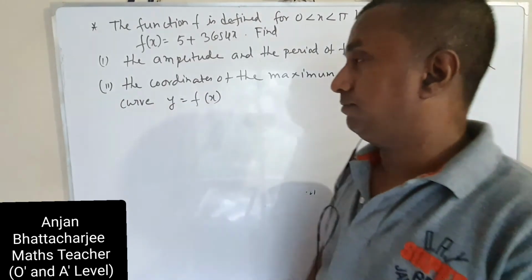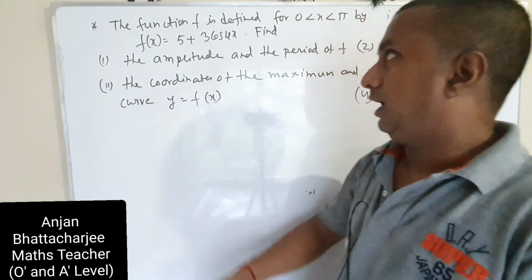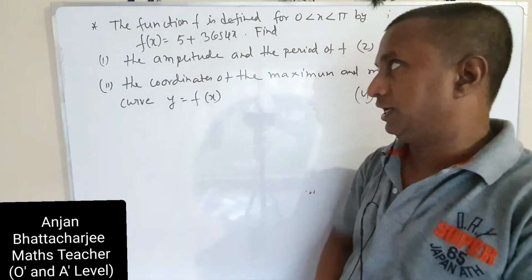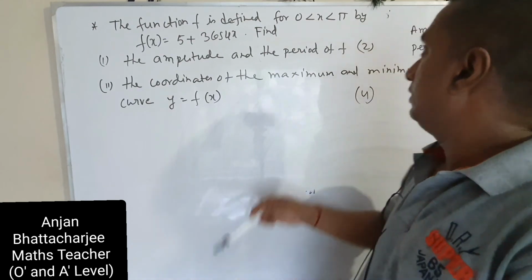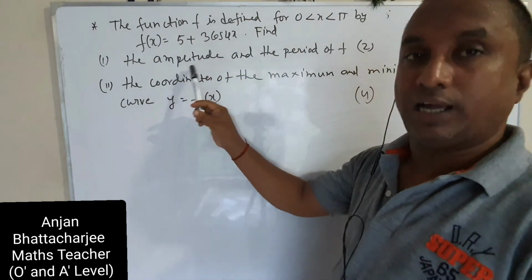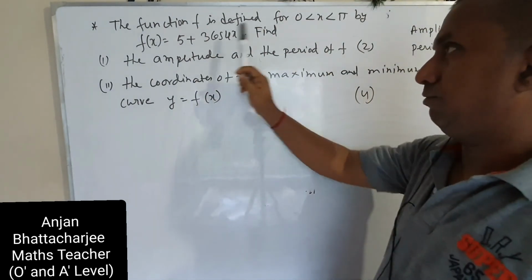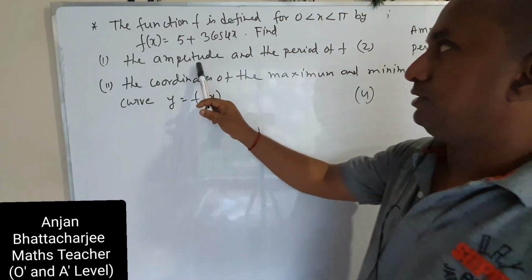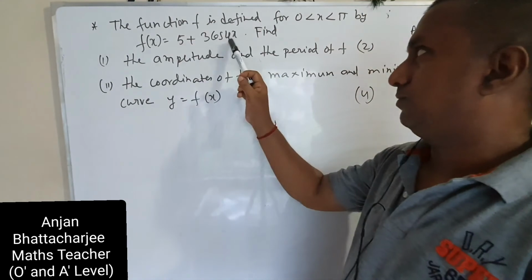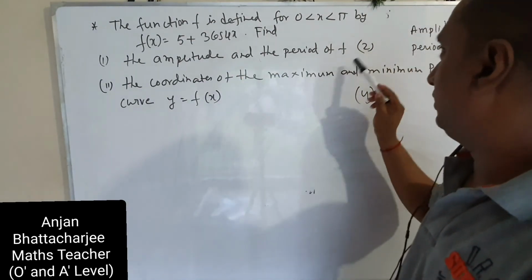Okay, this question is also collected from question papers. The function is defined for 0 to pi. You know, pi means the angle is in radian. f(x) equals 5 plus 3 cos 4x. Find the amplitude and the period of f. You know that amplitude is 3. Period is what? Can you guess? 360 divided by 4. Okay, so 2 marks.